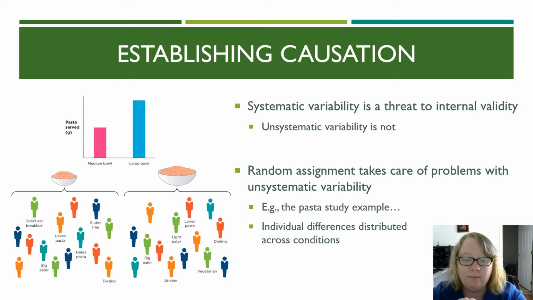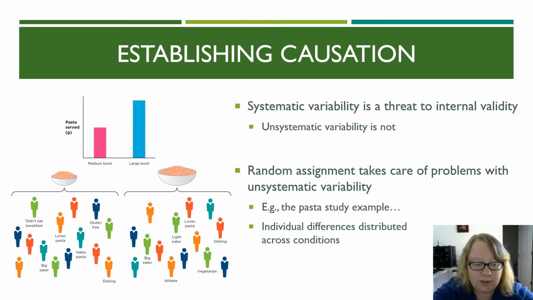So random assignment, right, distributes individual differences across those conditions. It means that we are only dealing with unsystematic variability because we have some pasta lovers in both conditions. We have some people who are really full already in both conditions. Some people who hate pasta in both conditions. Some people who are dieting in both conditions, right? We have the same type of people in both conditions. That creates unsystematic variability. It's just variability in the responses.